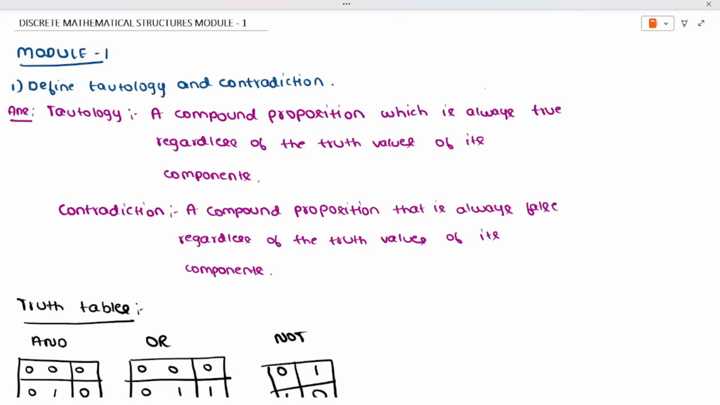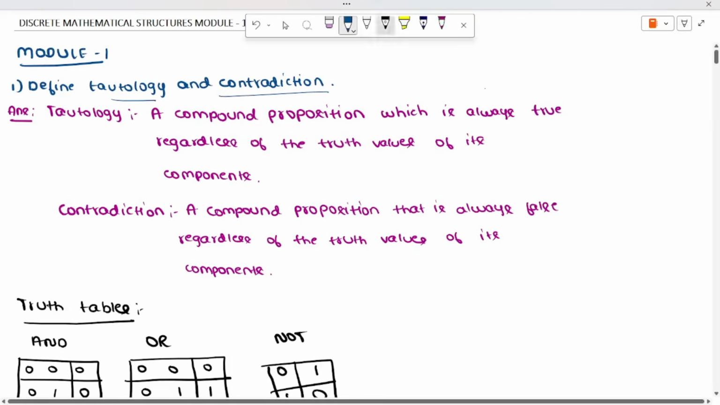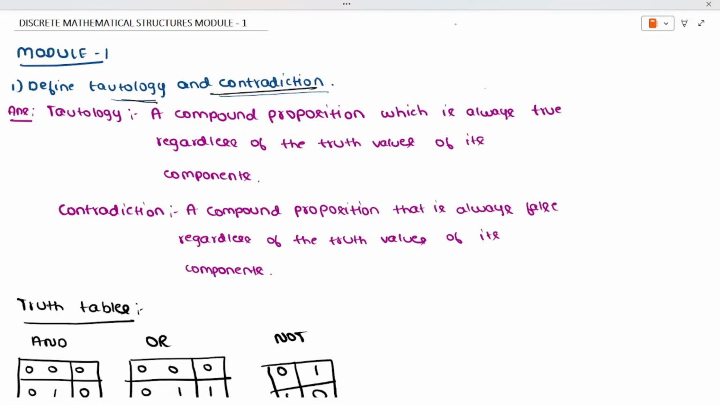Okay, now let's discuss module 1. First, they have asked what is tautology and contradiction. What is tautology? It should have true values, but a contradiction can have false values. That means it can have 0, but a tautology has true values. That is, a tautology is always true, and a contradiction is always false.